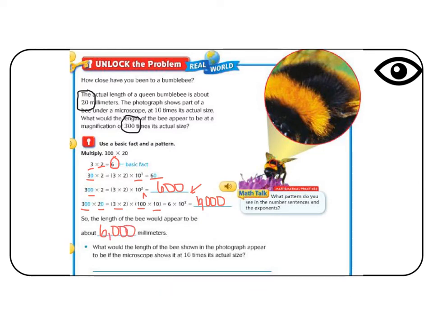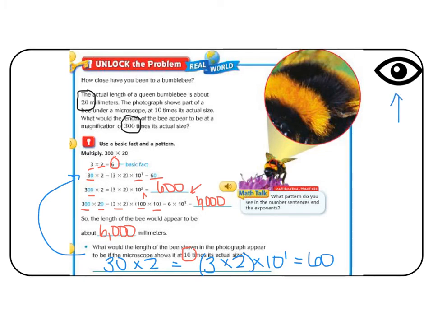millimeters. What would the length of the bee be shown if it was shown at 10 times its actual size? Well, that should be easy because we multiplied 10 times its actual size. We did that right up here when we said 30 times 2, which remember was the same as 3 times 2 times 10 to the power of 1, because there's 1 zero, and that gave us 60. Remember that on this page with the i icon, you're just watching me do math, so you didn't need to write any of this down. Great job!